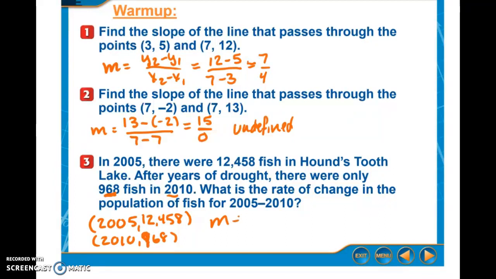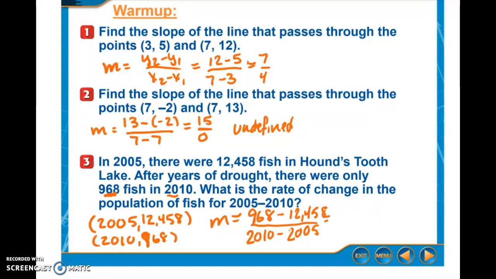M equals y2 minus y1. So for mine, I'm going to choose to put 968 first. Difference of the y values all over the difference of the x values. So 968 goes with 2010 minus 2005.